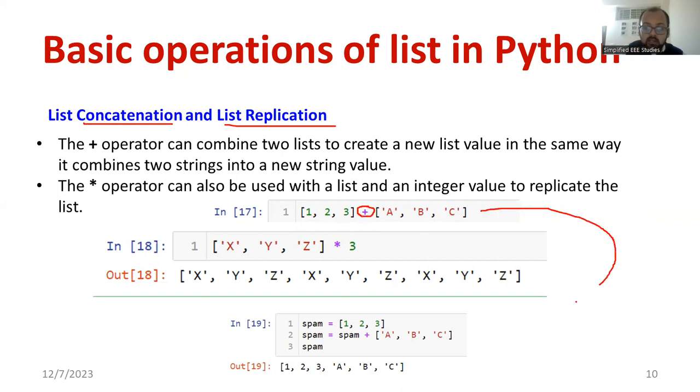So what is the result? Look at this. The result will join the two independent lists and form a single list. How many items are there in the new list? Yes, of course, there are 6 items. This observation you have to make.